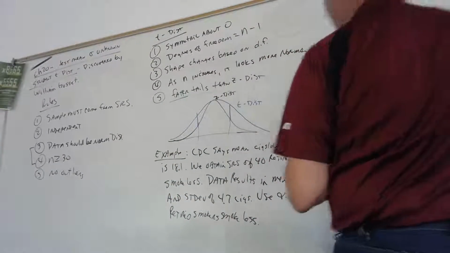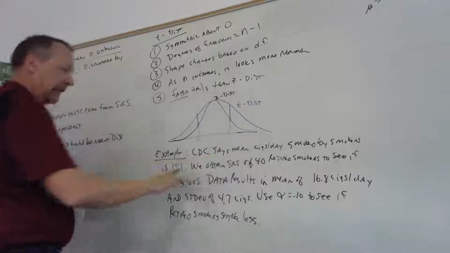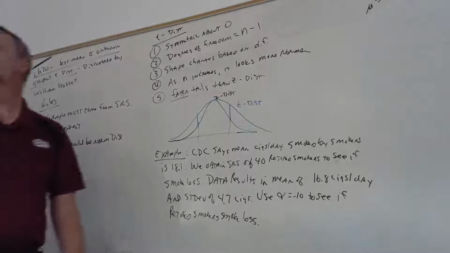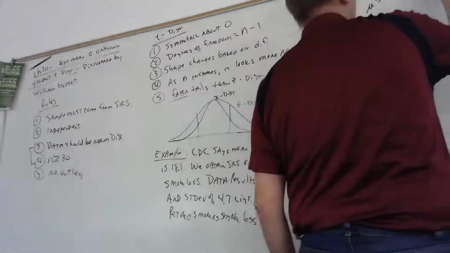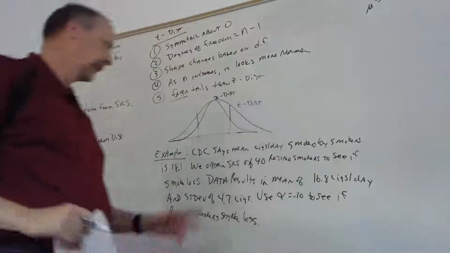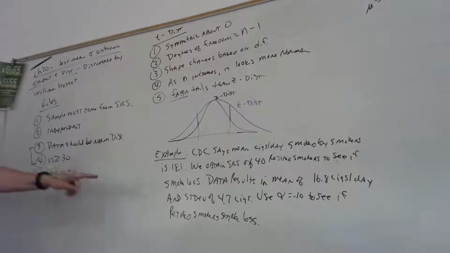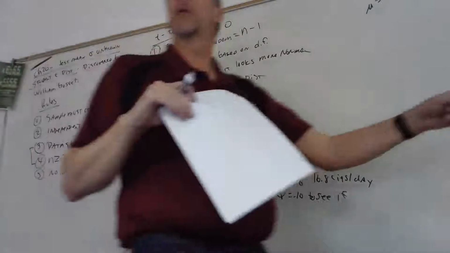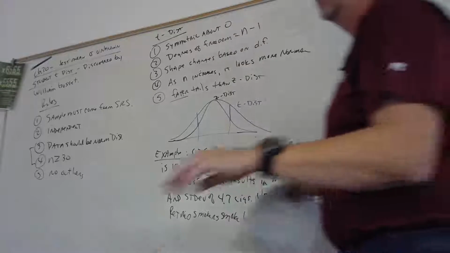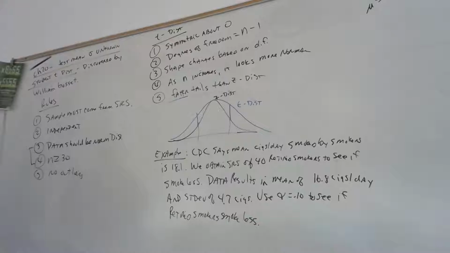To see if they smoke less, data results in a mean of 16.8 cigarettes per day. That's x bar. Why is it x bar? Because it's from the sample, the sample mean, 16.8 cigarettes per day. Standard deviation of 4.7, which you already got. Use alpha equals 0.10. All right, we're finally using something that's not 0.05. Why do you think we're using an alpha of 0.10? You know why?